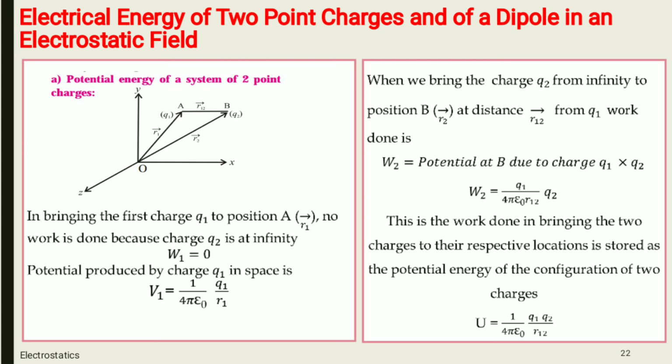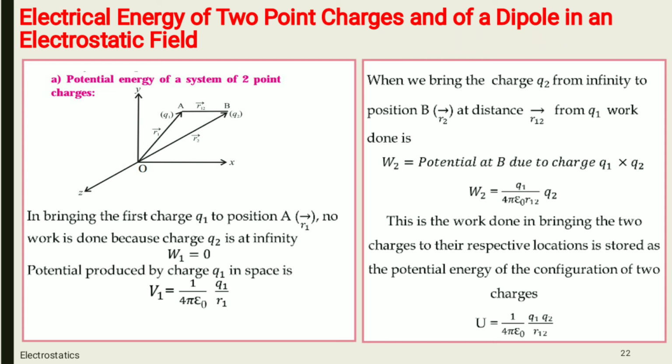So to bring charge Q1 to distance R1, to position vector R1, that is the distance OA, how much work did you have to do? 0, because there is no other charge present at finite distance, right? So W1 is equal to 0. Now the potential produced by charge Q1 in space is, you have studied this before, V1 is equal to 1/4 pi epsilon naught Q1 divided by R1.